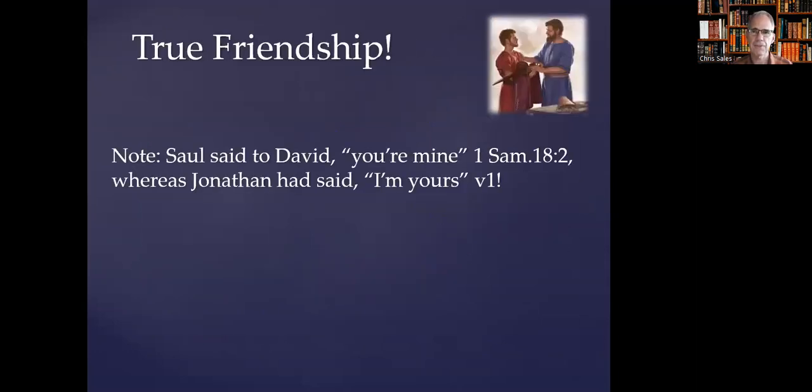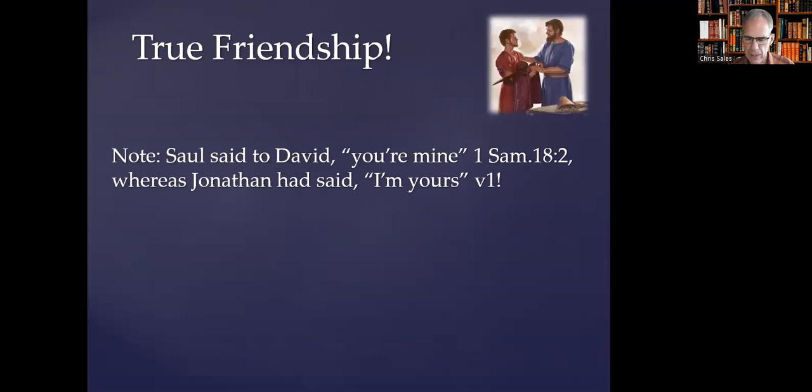Now, have a look at this. We've still got our Bibles open, and into 1 Samuel 18. Careful Bible reading. Words are important. So in verse 1, the soul of Jonathan was knit with the soul of David. Basically, Jonathan just gave himself over. We're going to see that.